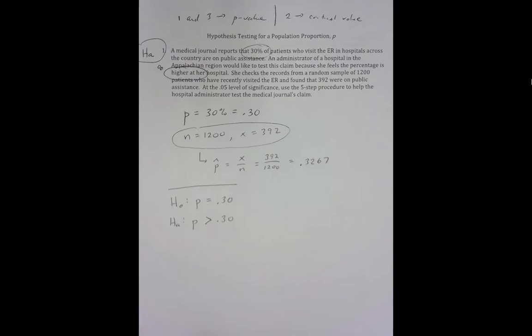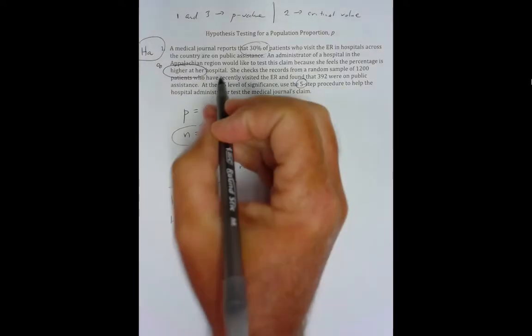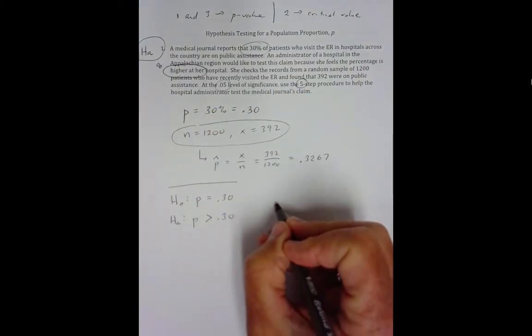Now, something I just noticed, I hesitated there because I said use the 5-step procedure. The additional step is to calculate the confidence interval. So if that was confusing, that's just the additional step. Okay, what's our alpha level? Looks like we're going at a 0.05 level of significance.